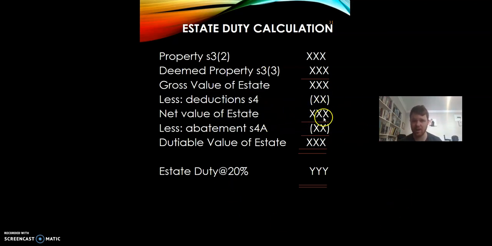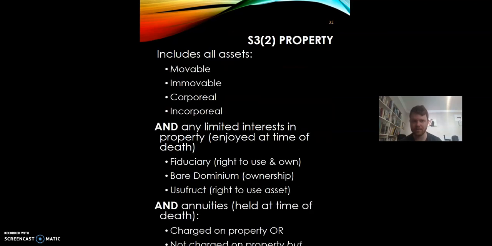You then take off your abatement. That is similar to a rebate, but not quite the same. That's going to be 3.5 million. That gives you the value of your estate, and you multiply that by 20%, or 25% if a portion exceeds 30 million. That will give you the amount that is payable. Great. So let's talk about some of the specifics.